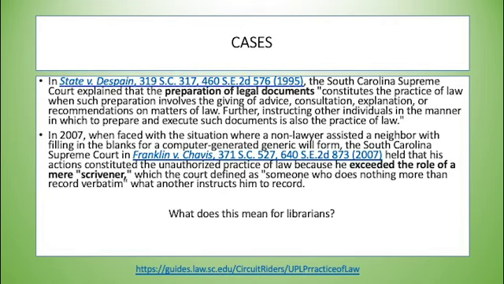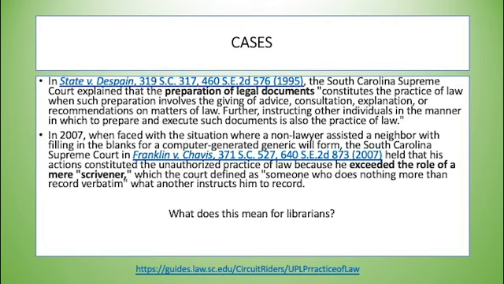And then in 2007, we have that the UPL was found when a non-lawyer assisted a neighbor in filling out the blanks. They found that he exceeded the role of a mere scrivener, which the court defined as someone who does nothing more than record verbatim what another instructs him to record.